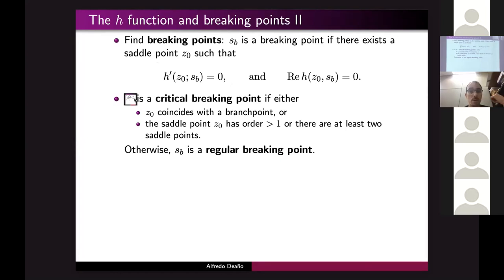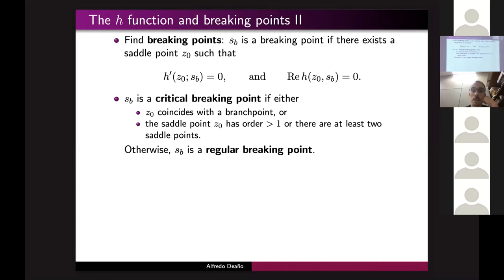This should be Z naught. Z naught is a critical breaking point if Z naught coincides with a branch point, or there's a saddle point of order bigger than one. That doesn't happen in this situation. Otherwise, it's a regular breaking point. So S is a critical breaking point if the saddle point has this property, and otherwise it's a regular breaking point. So what happens in the one cut case?